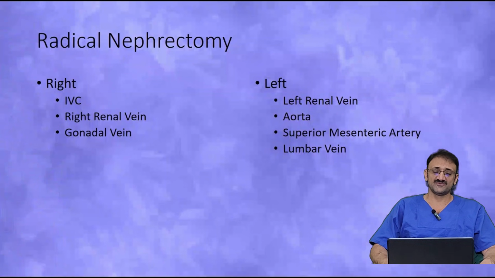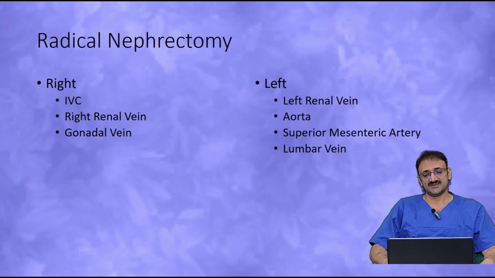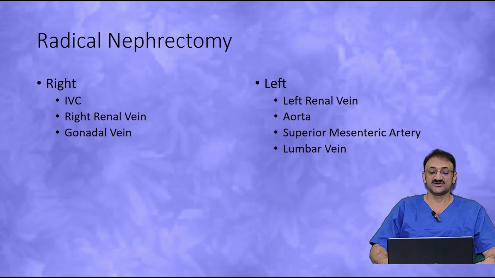And also you must prepare for conversion as well. So in the radical nephrectomy, on the right side and the left side, the vascular injuries may be different. On the right side, the inferior vena cava, the right renal vein, the gonadal vein, and even the adrenal vein may be a source of bleed. But on the left side, the left renal vein, the aorta, the superior mesenteric artery, and the lumbar vein may be the cause for the bleed. So that needs to be kept in mind.